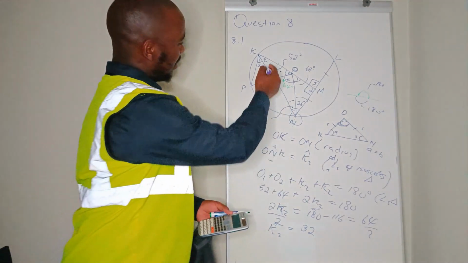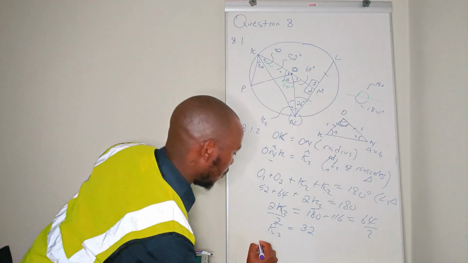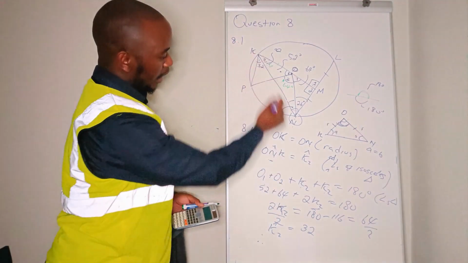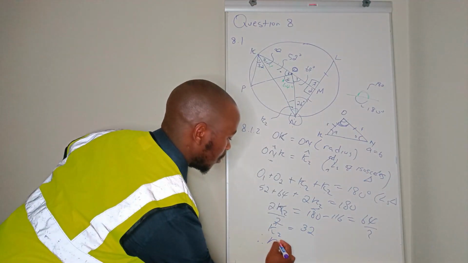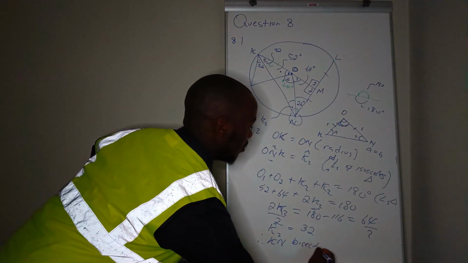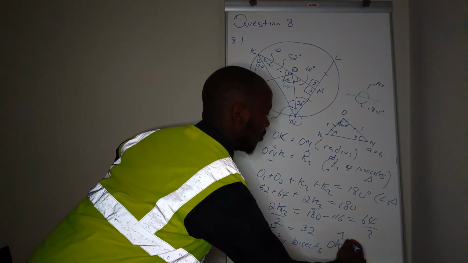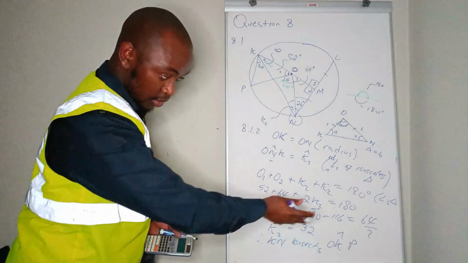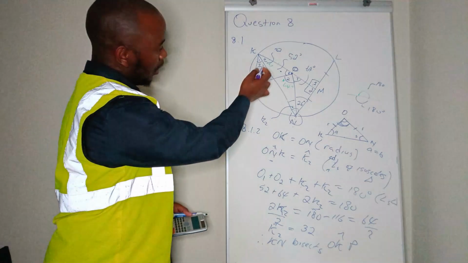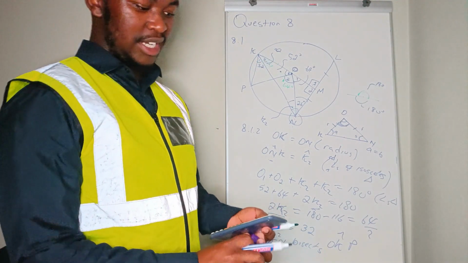What do we notice here? This angle is 32. Therefore, KN bisects OKP, because K1 is equal to K2. Alright, let's move into the next question.